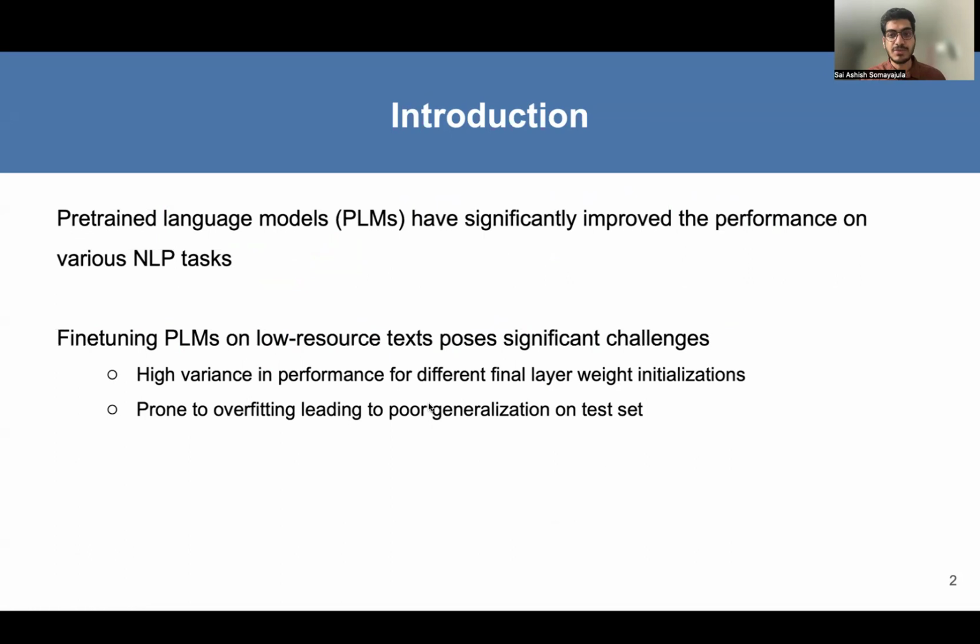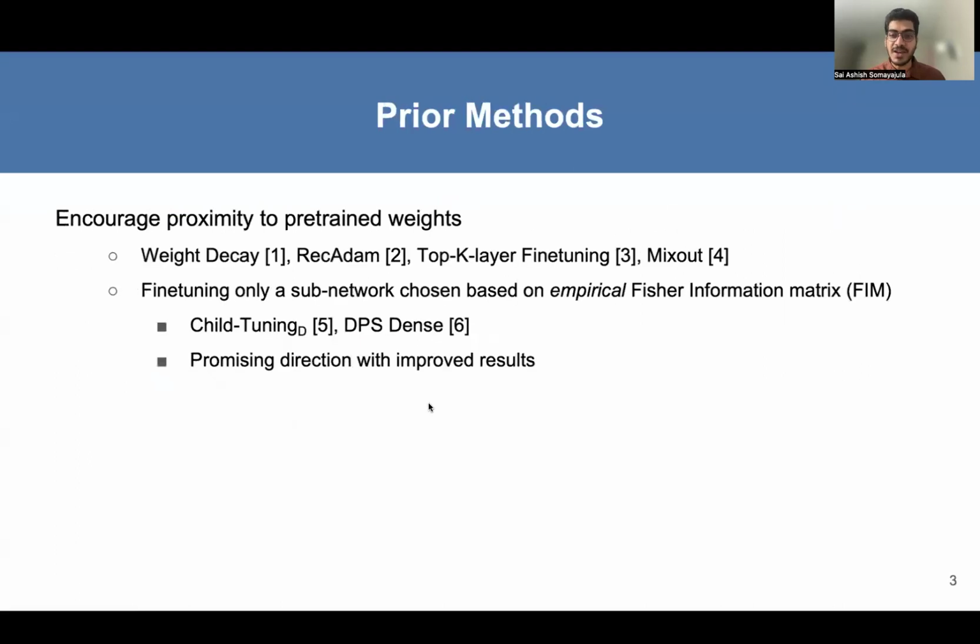However, fine-tuning PLMs on low-resource text poses significant challenges. There is a high variance in performance across different final layer initializations for the same set of hyperparameters. They are prone to overfitting due to their large capacity, leading to poor generalization on test sets. Prior methods address this issue by encouraging proximity to pre-trained weights.